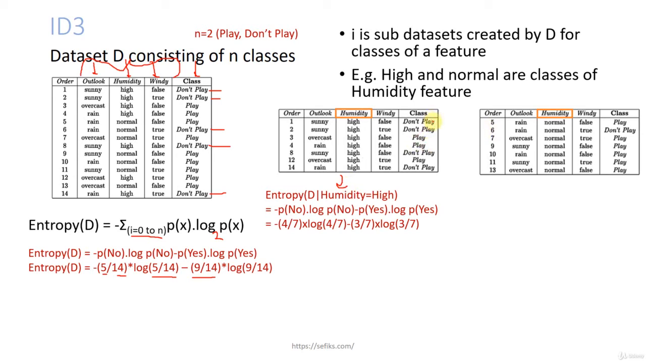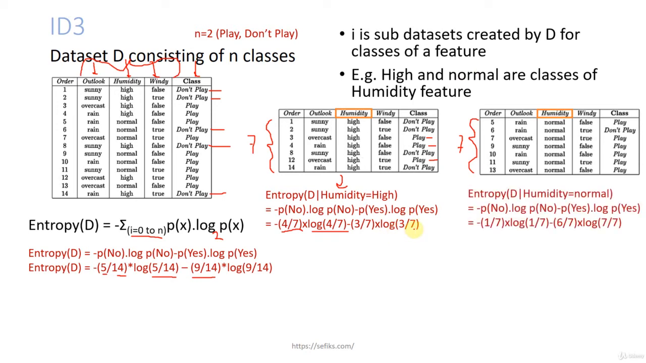As seen in the first sub data set, there are 4 instances of don't play. That's why probability of no is 4 over 7, because there are 7 instances in the first sub data set and still 7 instances in the second data set, and times logarithm 4 over 7, minus probability of yes, which is 3 over 7, because as seen, 1, 2, and 3 instances are play instances. 3 over 7 times logarithm 3 over 7.